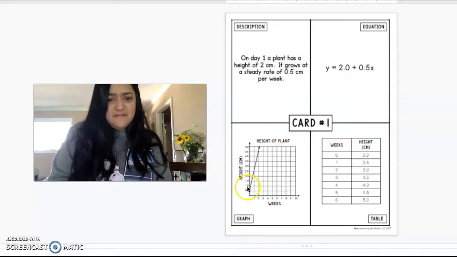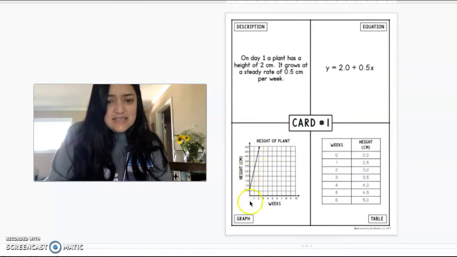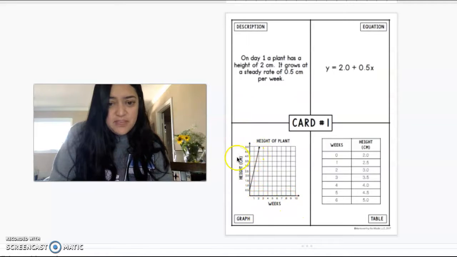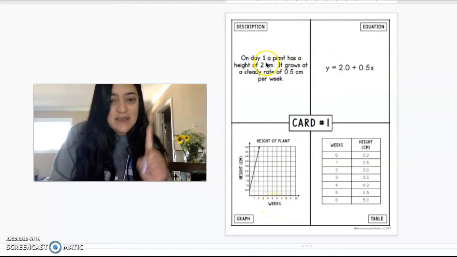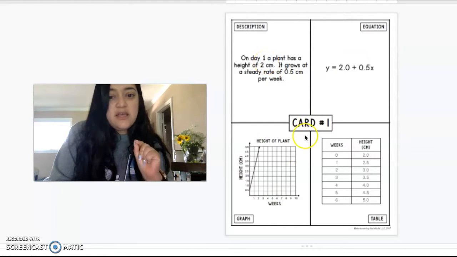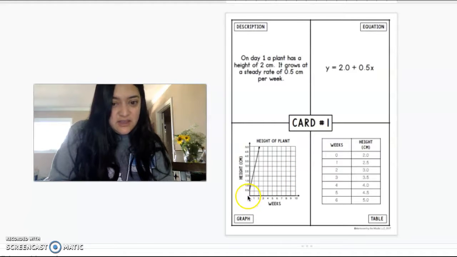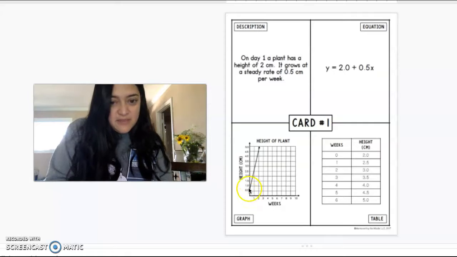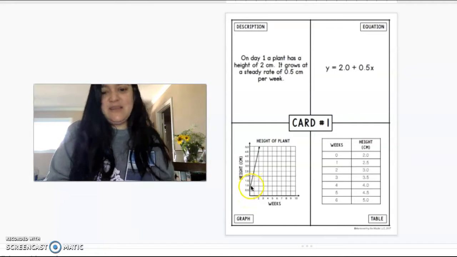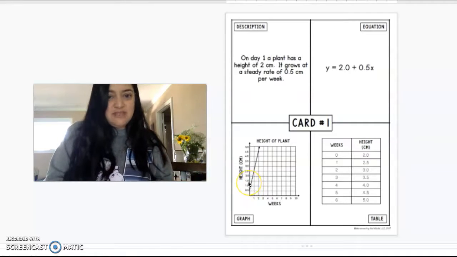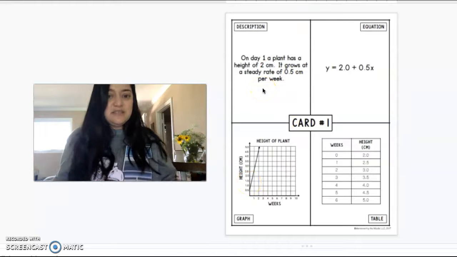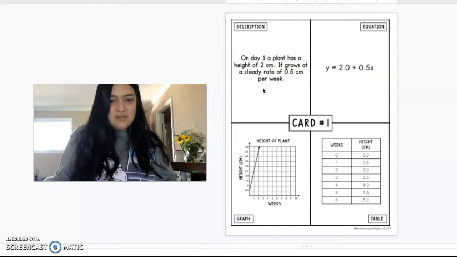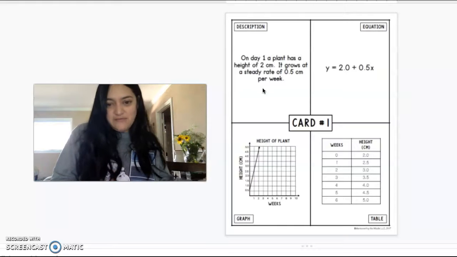When we look at the graph, we see that it says weeks down here and height up here. Please pay attention to where it says weeks, because in the problem it says day one, not week one. So the plant started day one at 2 centimeters. And if we look here, day one would be before week one at this corner. And up here, it looks like it starts at half a centimeter. That does not match the description, because in the description, it says the plant started at 2 centimeters. So right off the bat, I can tell that this graph is wrong.